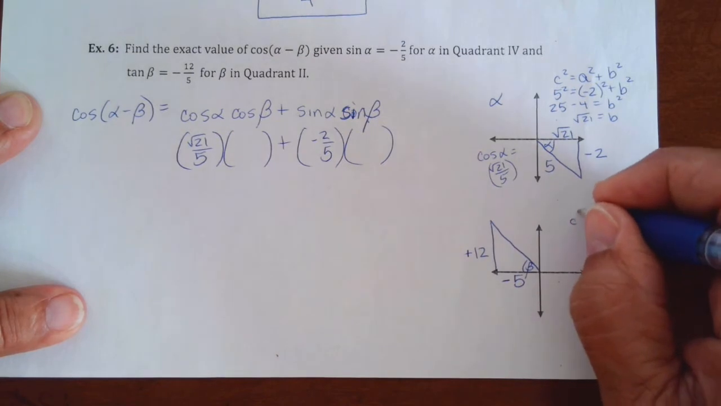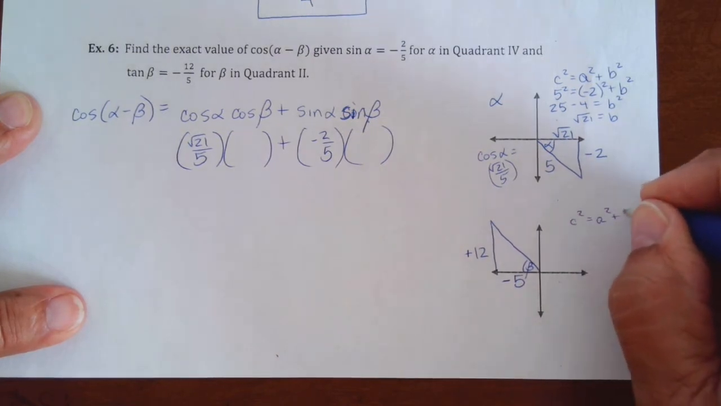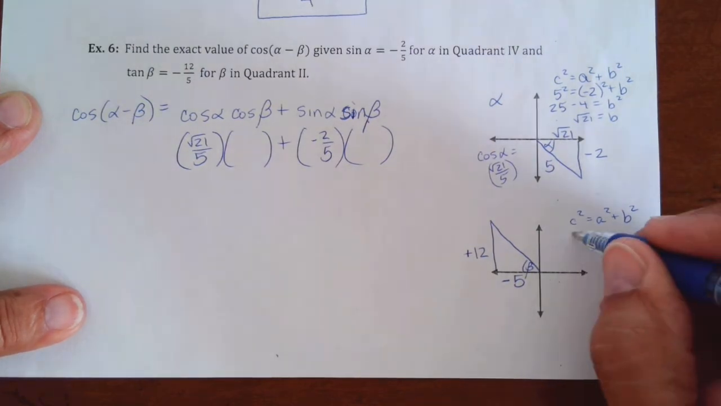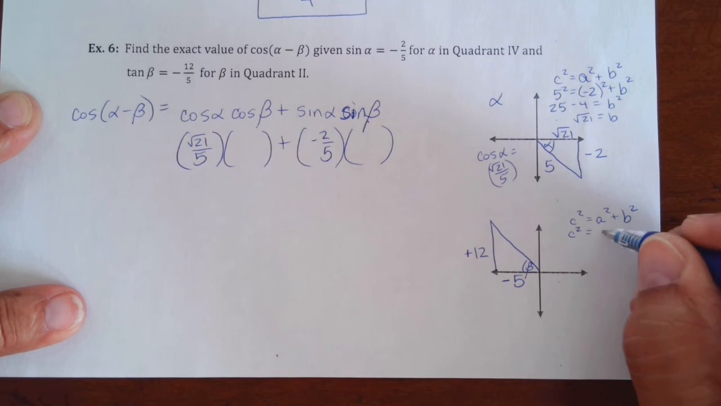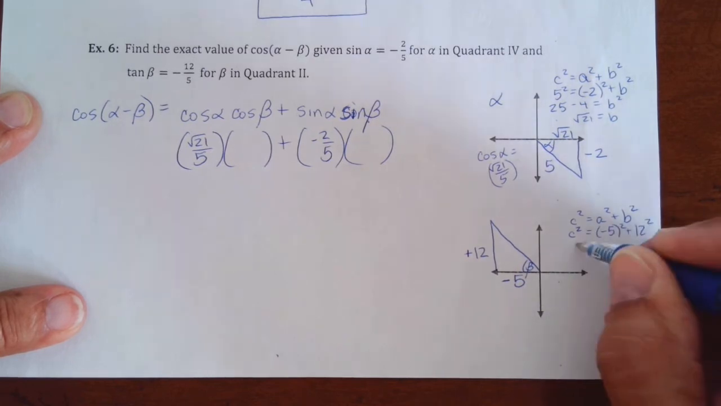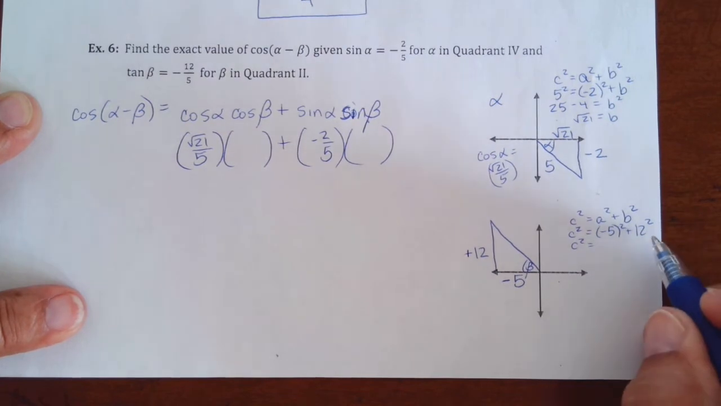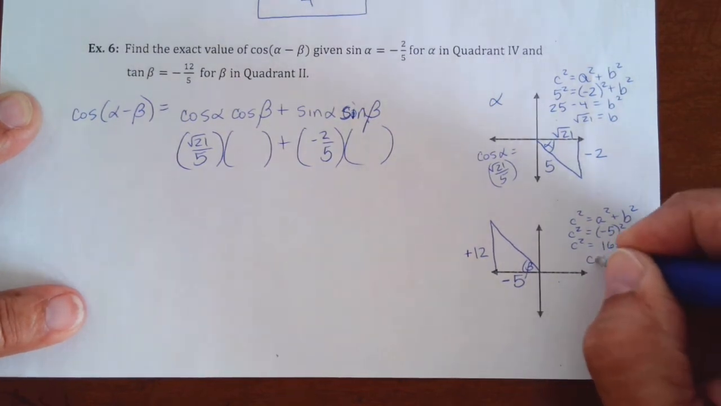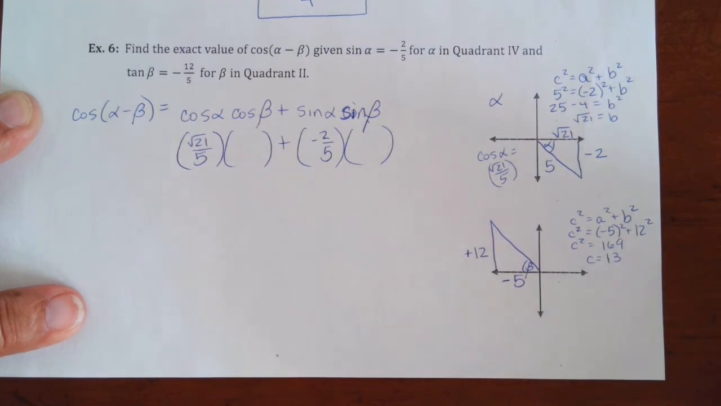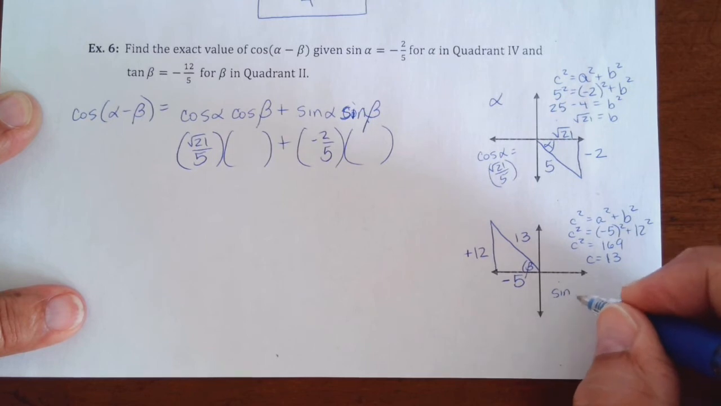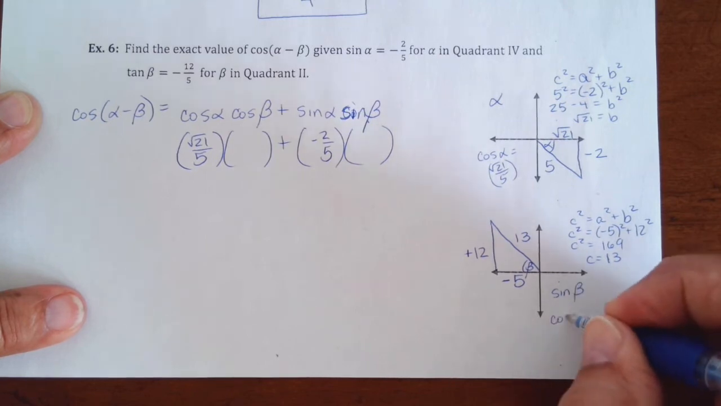So again, c squared equals a squared plus b squared. Again, z squared equals x squared plus y squared, however you want to do it. C is what we're looking for, the hypotenuse. So negative 5 squared plus 12 squared is 25 plus 144, which is 169. So the hypotenuse would be the square root of 169, which is 13. Now we can do the sine of beta and the cosine of beta.